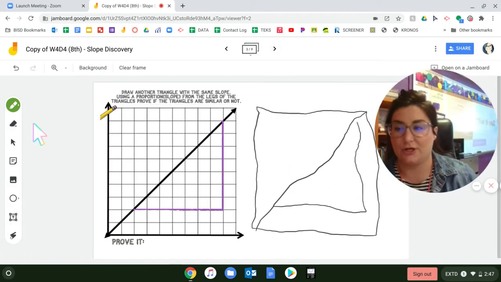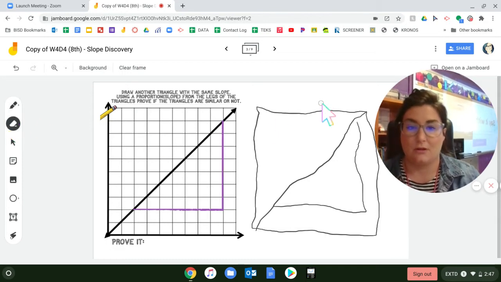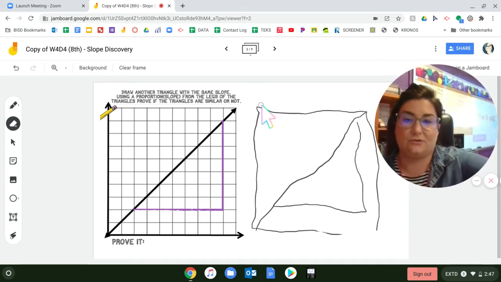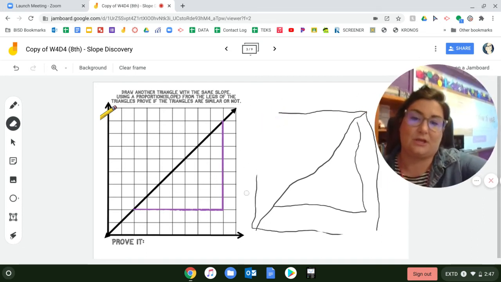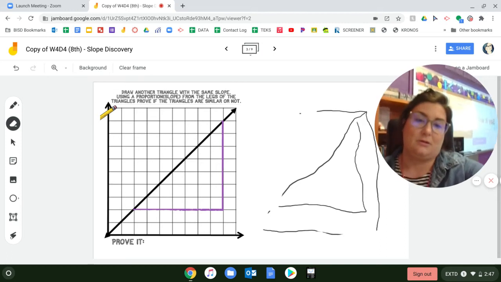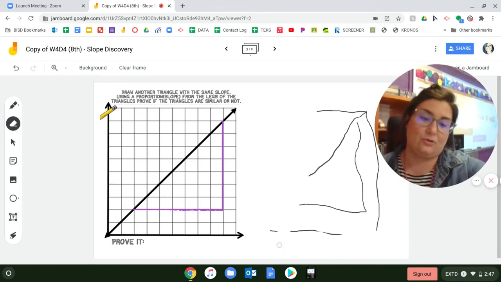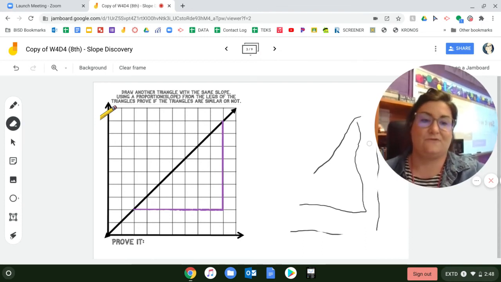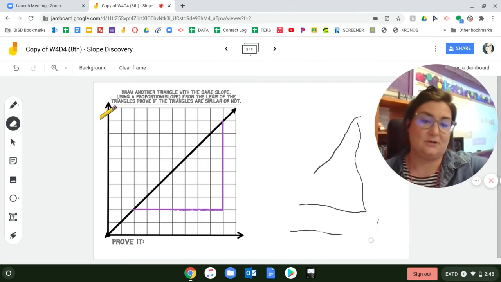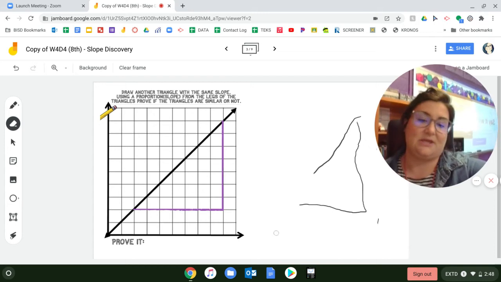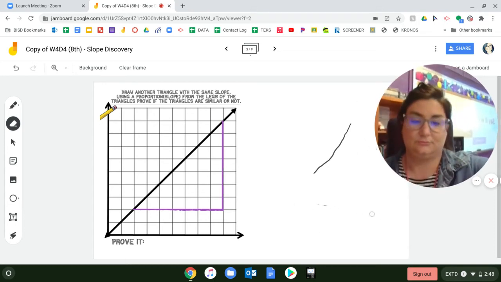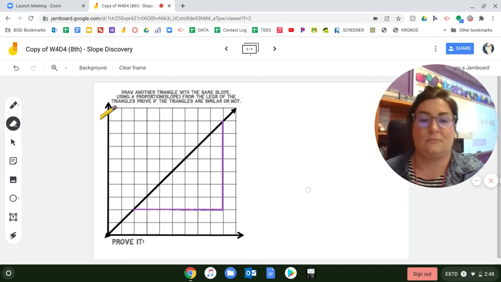Okay, so let's try a new one. And I was trying to see if I could do a little trick on erasing. I don't think I can. I hope y'all are having a good day. I miss all y'all's beautiful faces. I miss ya, miss ya, miss ya. There we go.